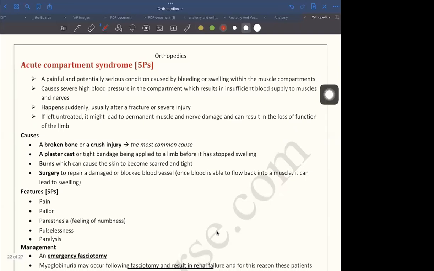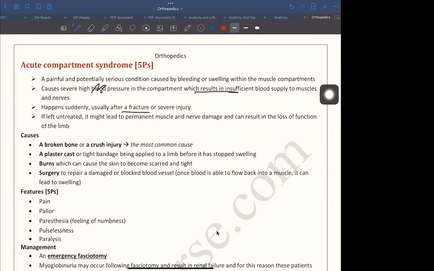It's a painful and potentially serious condition, which is caused by bleeding or swelling inside a closed compartment. It causes severe high pressure in the compartment, I wouldn't say blood pressure, severe high pressure in the compartment, with insufficient blood supply to the tissue, muscles and nerves, and this might lead to necrosis.